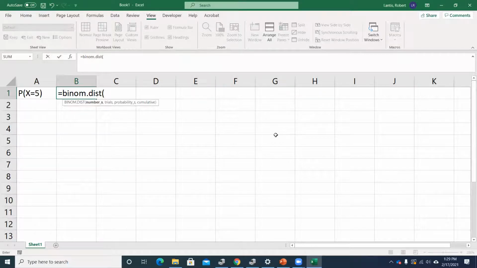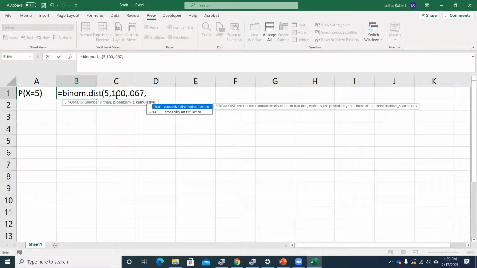I could say, well, what's the number of successes? I'm interested in 5, and then comma. The second thing it wants is the number of trials: 100 random people. What's the probability of success in one trial? Well, if 6.7% of people in the U.S. are millionaires, if I grab someone at random, the probability any one person is a millionaire is 0.067.